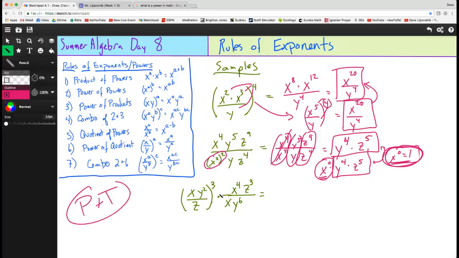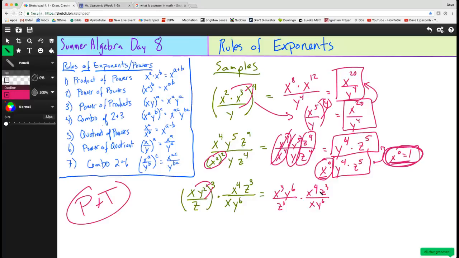Okay, so this one's crazy. We're just going to have to do a lot of math here, so we're going to have to apply things a little bit at a time. Let's start with this rule. If we apply the combo rule, this is rule number 7, where we basically take our c and multiply it by all of our exponents on the inside, we're going to get x cubed y to the 6th over z cubed. And we'll multiply that by x to the 4th, z to the 3rd over x, y to the 6th.